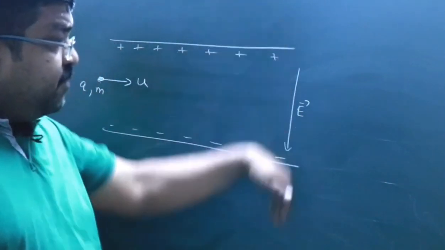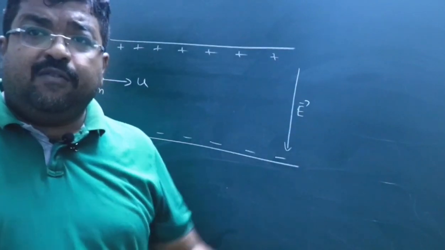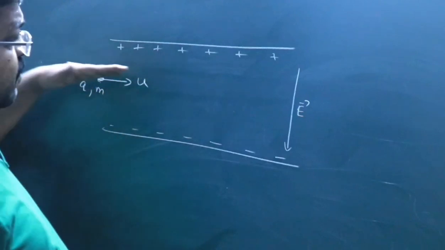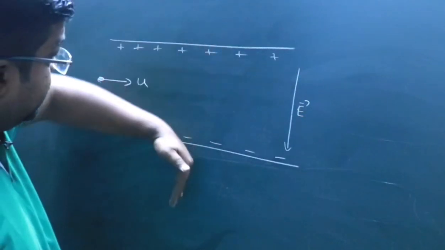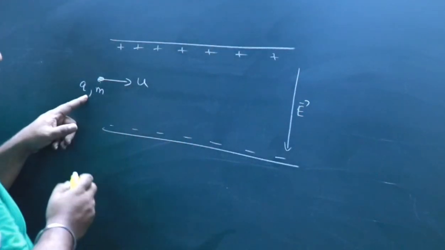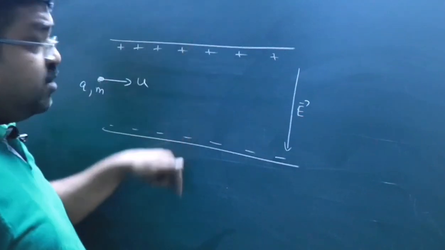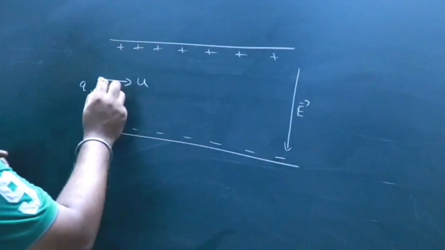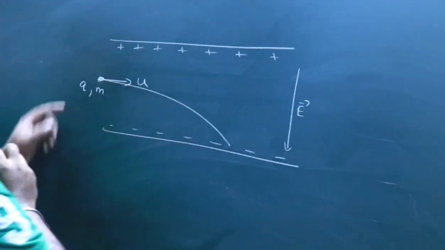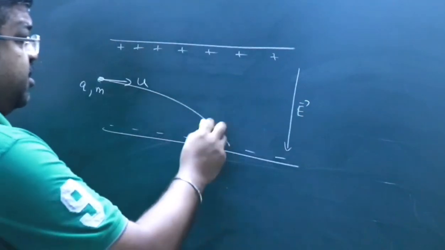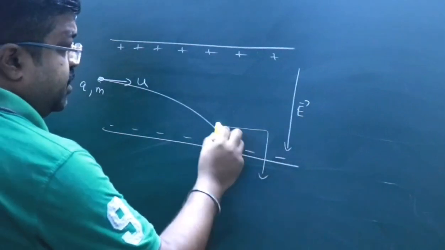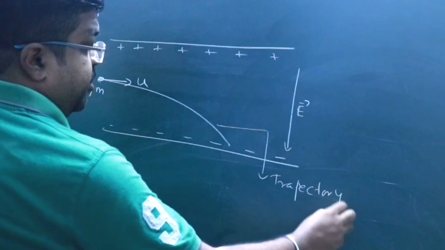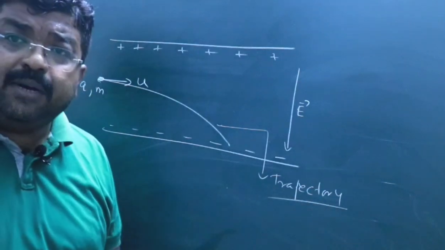Since there is no acceleration, the velocity of the particle along the horizontal direction will remain constant. But there is a vertical acceleration, so there will be a velocity in the vertical direction also. This is a positive charge particle, so it experiences a force in the downward direction, in the direction of the electric field intensity. So this particle will travel in a parabolic path. This will be the trajectory of the charged particle.